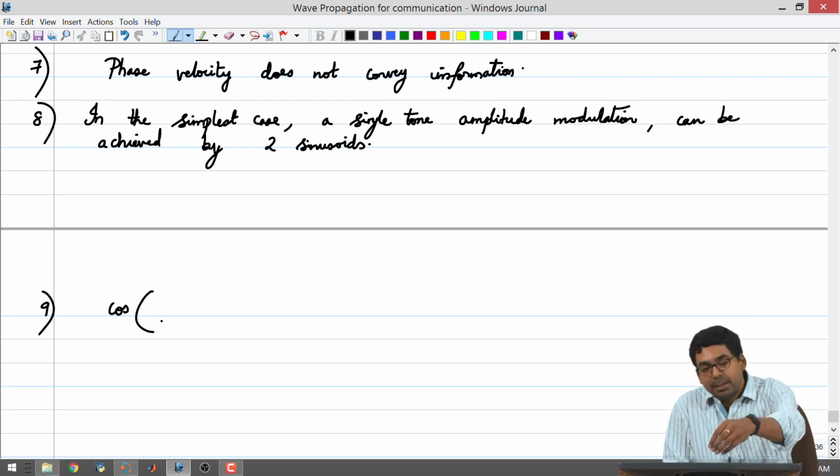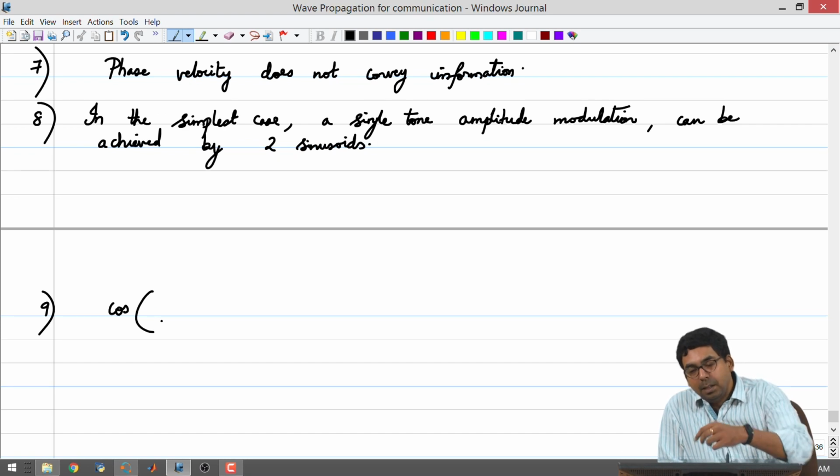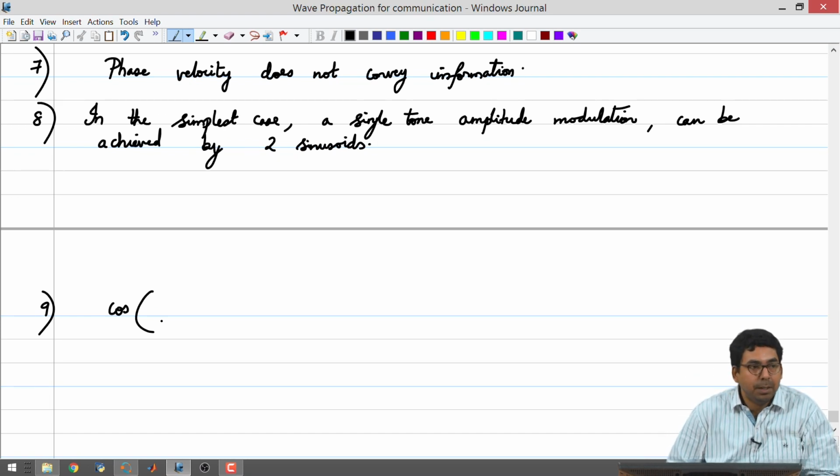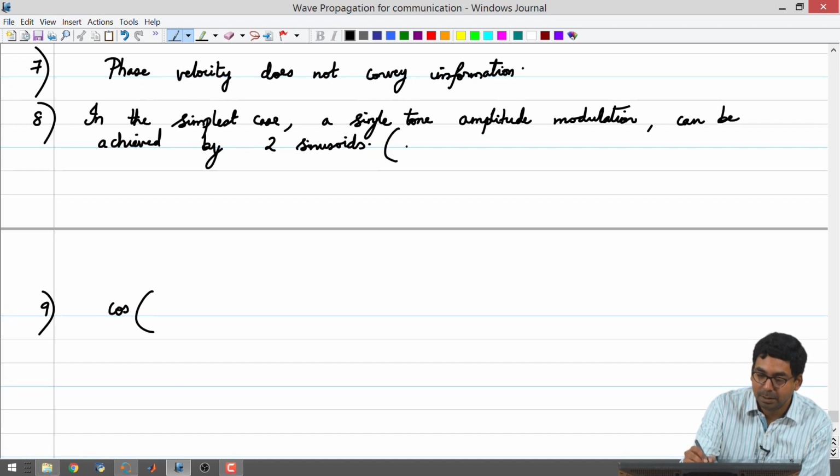Now, I am saying that in the simplest case, a single tone amplitude modulation can be achieved by two sinusoids. Now, instead of looking at it as omega t minus beta z, let us say that I am going to pick up two sinusoids of two different frequencies and two different wavelengths. So, I am going to make this a little bit clearer.